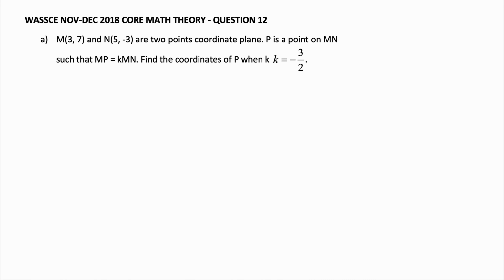In today's video, we'll be solving question 12 of the 2018 Nov-Dec core maths theory questions. We'll begin with question 12a. M(3, 7) and N(15, -3) are two points in the coordinate plane. P is a point on MN such that MP is equal to k times MN. Find the coordinates of P when k is equal to -3/2.